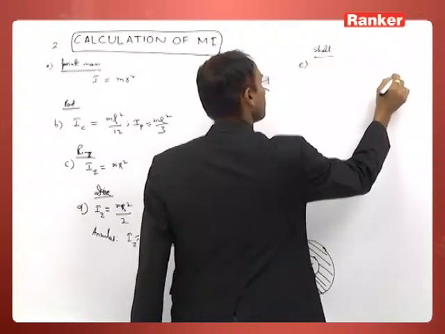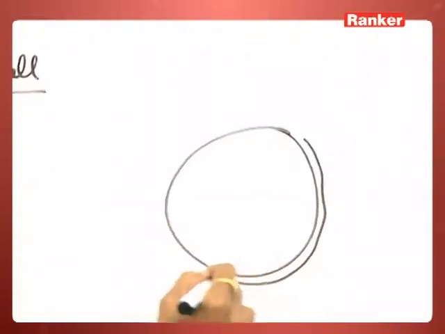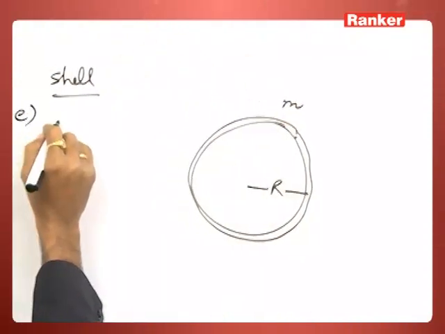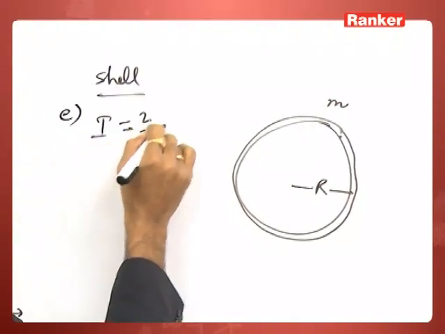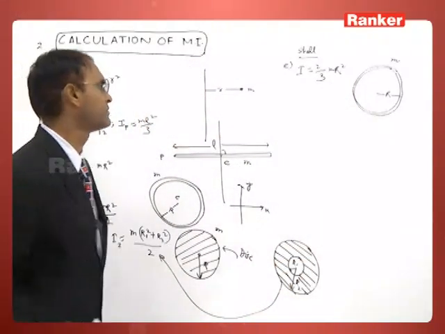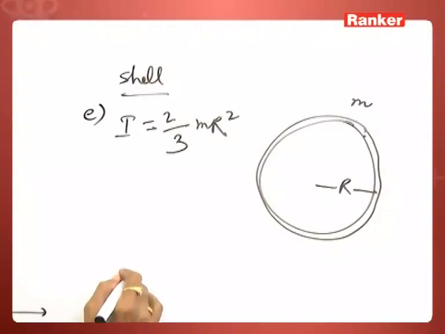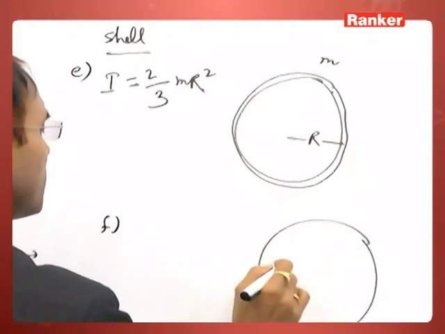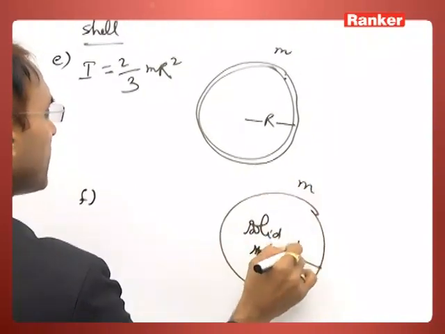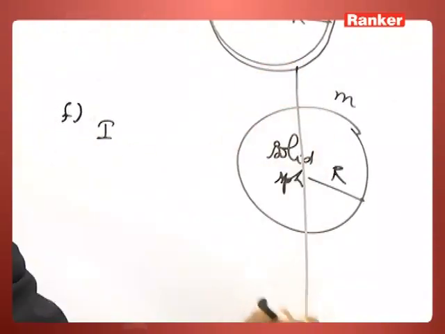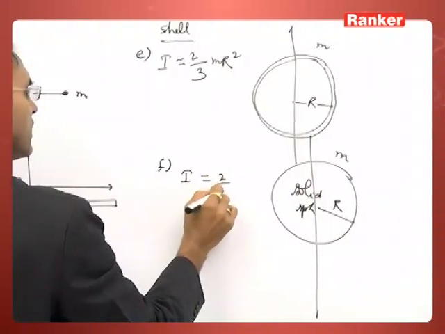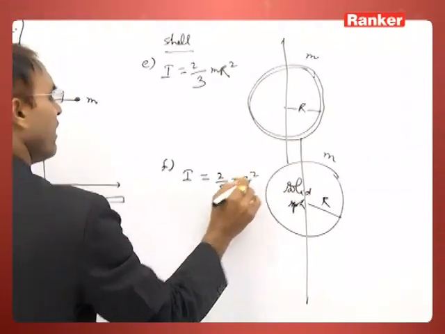For a thin spherical shell of radius r and mass m, the moment of inertia can be written as 2 by 3 mr square. And at last, for a solid sphere of mass m and radius r, the moment of inertia about the centroidal axis is equal to 2 by 5 mr square.